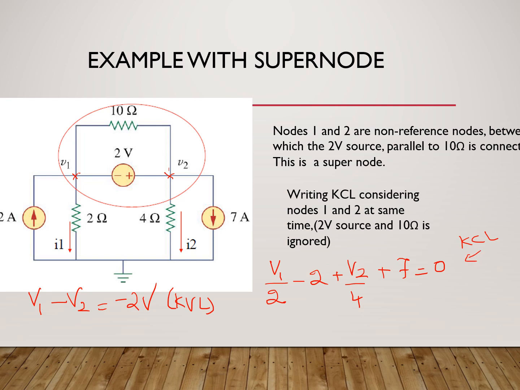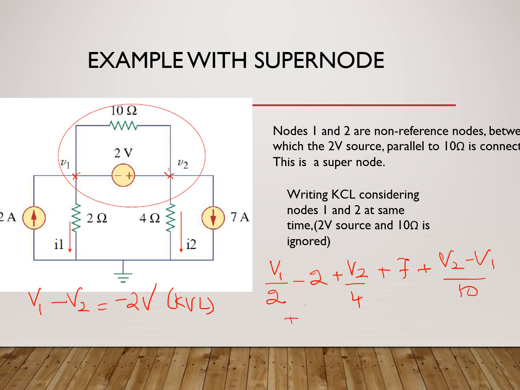And if you now see, we have not considered the 10 ohm resistance here. Now, even if I had written the current for the 10 ohm also, it gets cancelled. So how do I explain that? If you see, suppose I consider at V2, the current through the 10 ohm is V2 minus V1 divided by 10.